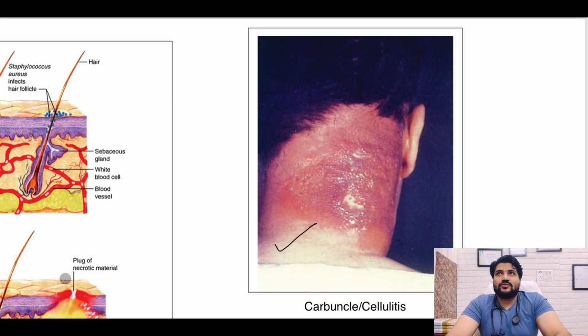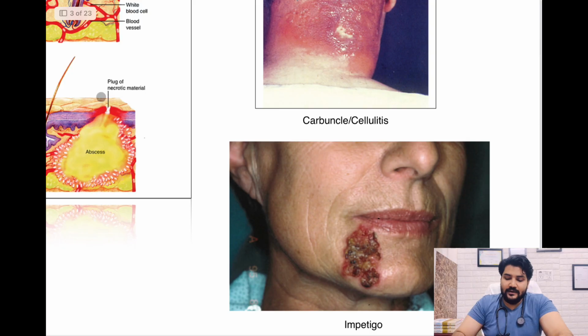Those who are surgery residents, or those who have done the surgery ward and all, this is the most common case they will find. Okay. So you see them as cellulitis. Fine. So there is another manifestation of Staphylococcus, which we call impetigo. This is below your mouth, and this is the crusty lesion.